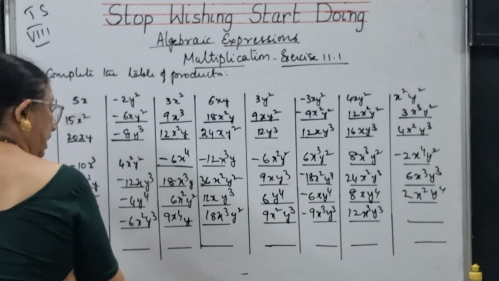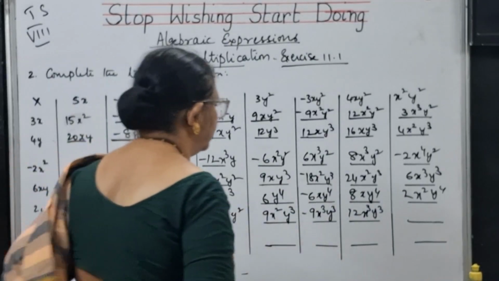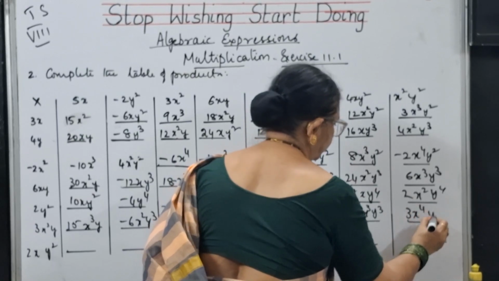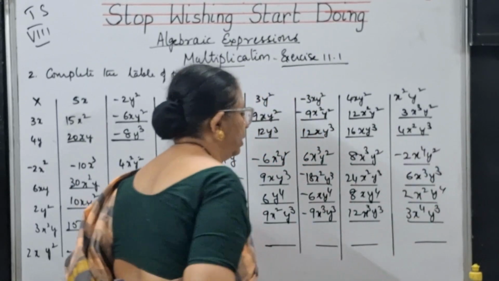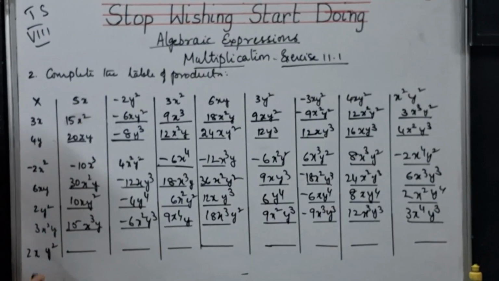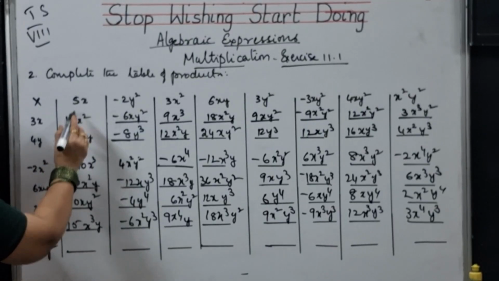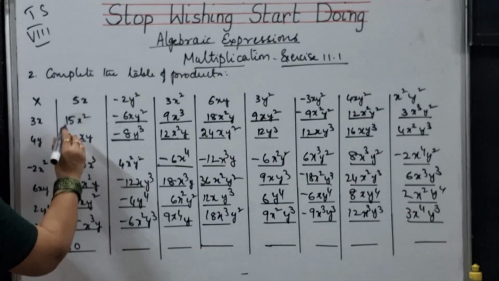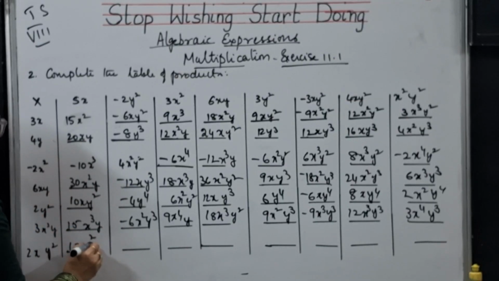Next, 3 x to the power of 4 y cube. 3 x square into x square, x to the power of 4, y into y square, y cube. Next, 2 5s are 10, positive sign. 2 5s are 10 x into x, x square y square.